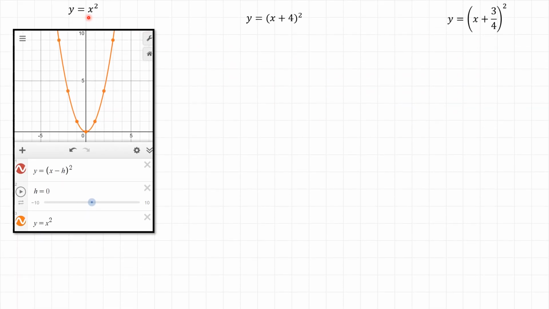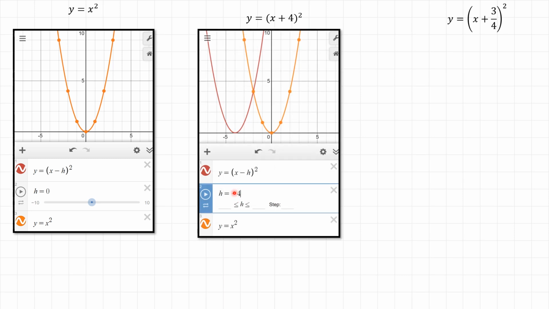Let's look at what happens when we decrease h. So in this case, I'm going to start making h negative. I'm going to change it to negative 4. So I'm going to make this x minus negative 4, which would actually simplify to x plus 4. So here you can see I've got x minus h, and h is negative 4. And when I'm subtracting a negative, that's the same thing as adding a positive.